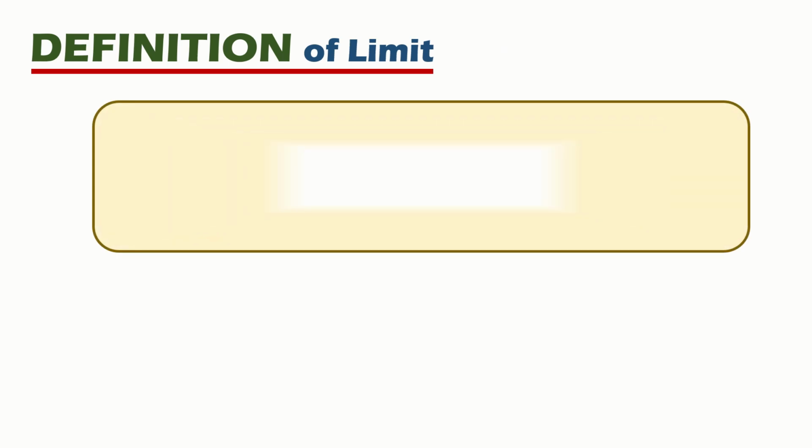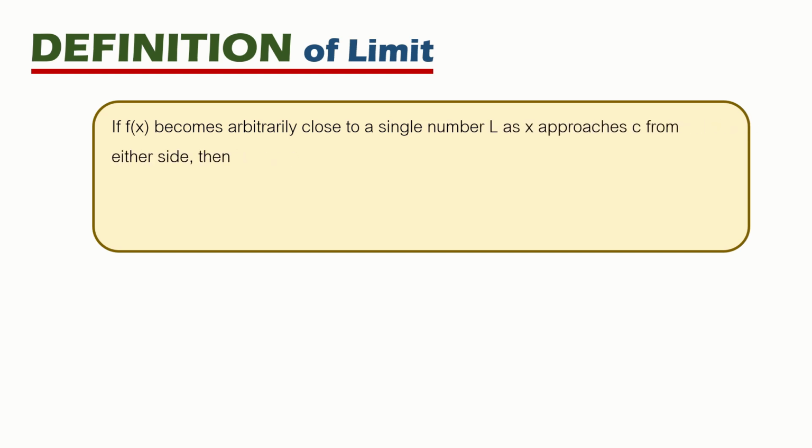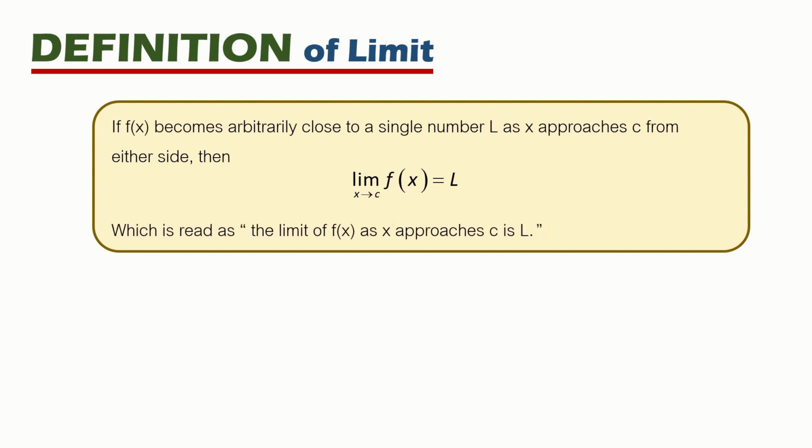According to Larson, in his brief calculus book, if a function becomes closer to a certain number L as its x approaches c from either side, then the limit of the function as x approaches c is equal to the number L, which is read as the limit of a function as x approaches c.